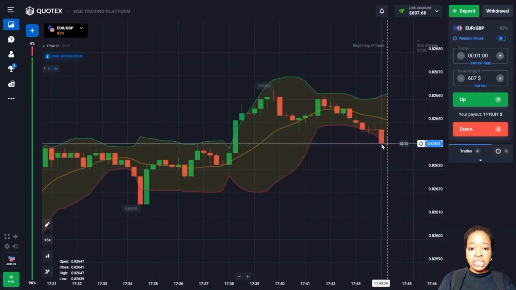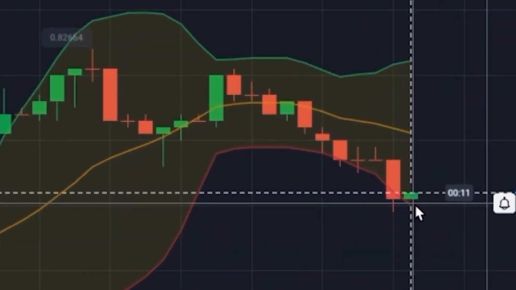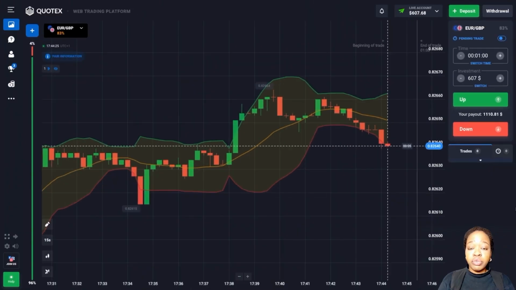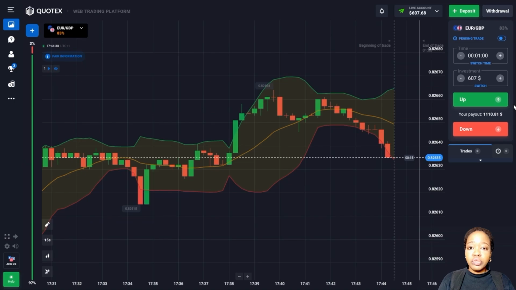So here I can observe the price candles have become red and are breaking through the lower Bollinger line. This usually indicates an impending price reversal to growth. So here I'm going to open a 1 minute deal for an increase and wait for the results.